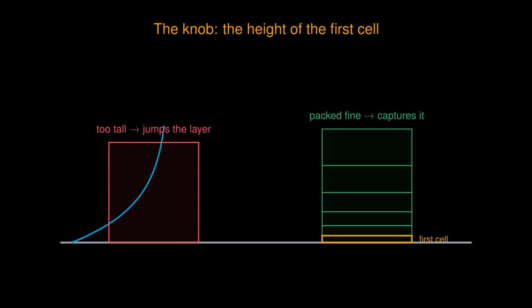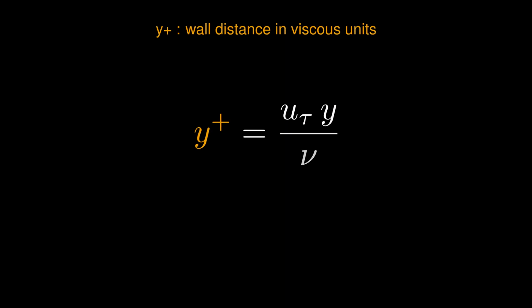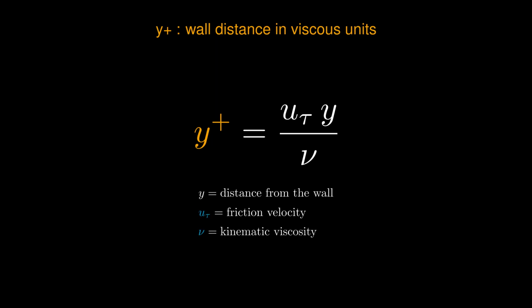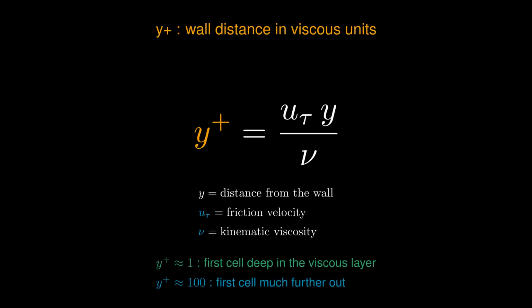The answer can't be in millimeters, because the right size depends on the flow, the speed, the fluid, the local conditions. You need a dimensionless ruler. That ruler is called y+. It's the distance from the wall measured not in meters but in viscous units, scaled by the friction velocity and the kinematic viscosity. A y+ of 1 means your first cell sits right down in the thinnest, most viscous part of the boundary layer. A y+ of 100 means it sits much further out. It's the universal way to state how fine your near-wall mesh really is, whatever the case.